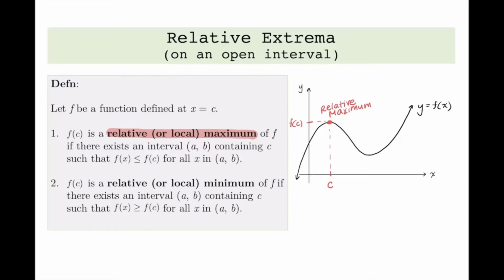Okay, we similarly define a relative or local minimum value. We say that f of c is a relative or local minimum if there exists some interval from a to b that contains your x equals c value, where all of the y values on that little interval are now above the value when you plug in x equals c. So in other words, if we look at our graph, I think it's a little easier to understand what's happening.